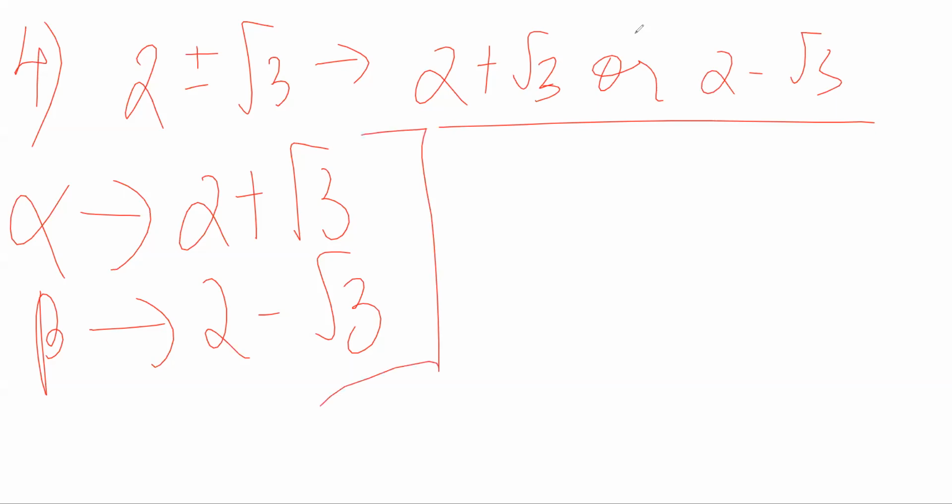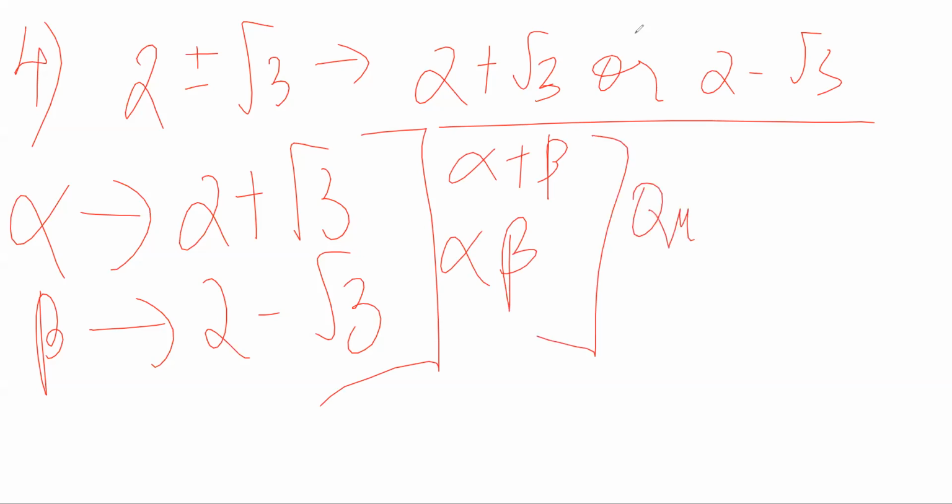So with these two zeros, as I had told you, using alpha plus beta and alpha beta, find the quadratic polynomial.